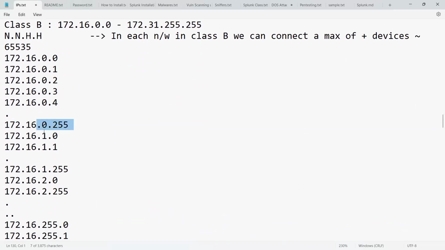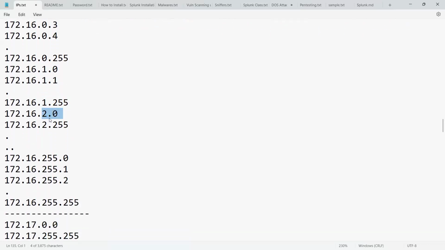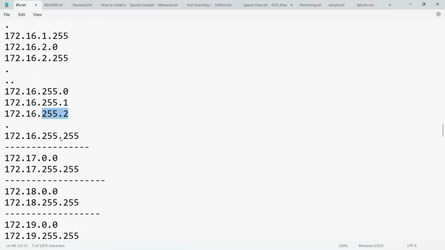And after 0.255, you have 1.0. And please note, the network does not divide here, because even the third octet is host portion. So 0.255 can actually communicate with 1.0. Then you have 1.1, 1.2, 1.3, 1.4, which goes up to 1.255. Then 2.0, 2.1, 2.2, 2.3, which goes up to 2.255. Like that, the cycle keeps on repeating. And somewhere down the line, you would have 255.0, 255.1, 255.2, 255.3, 255.4, up to 255.255.